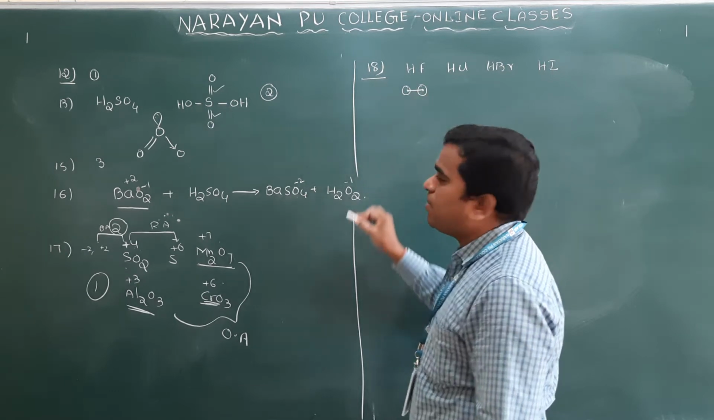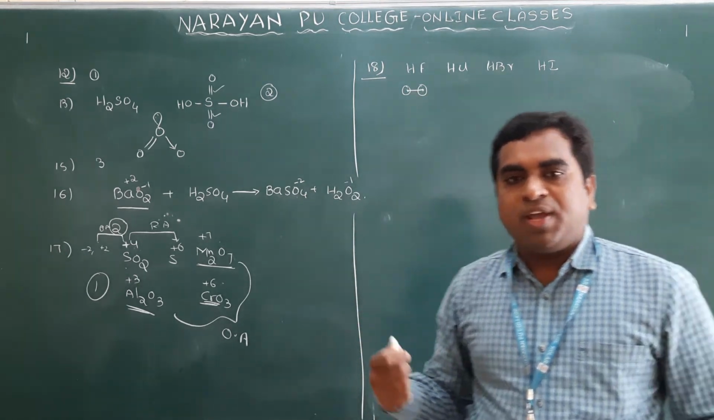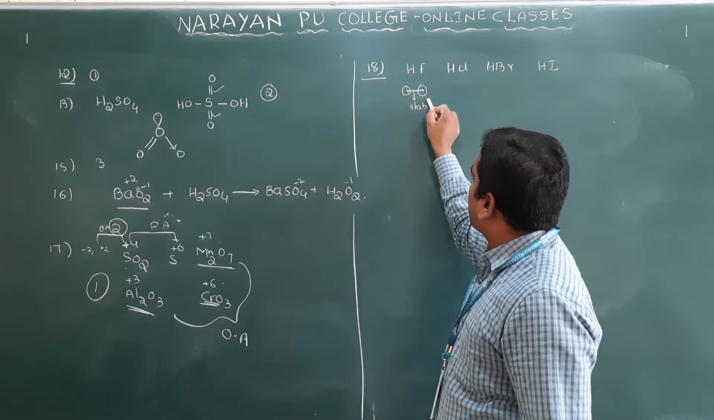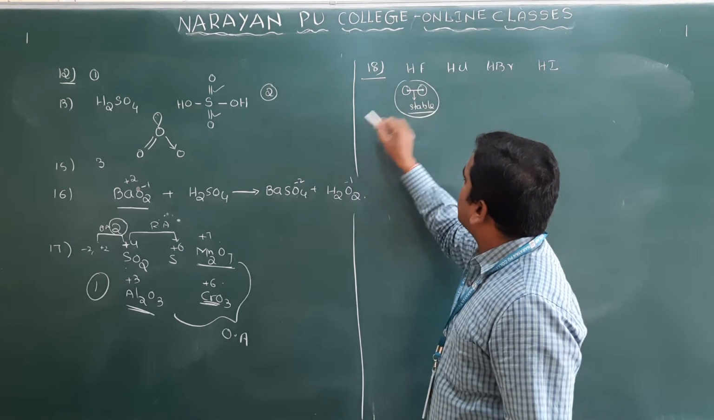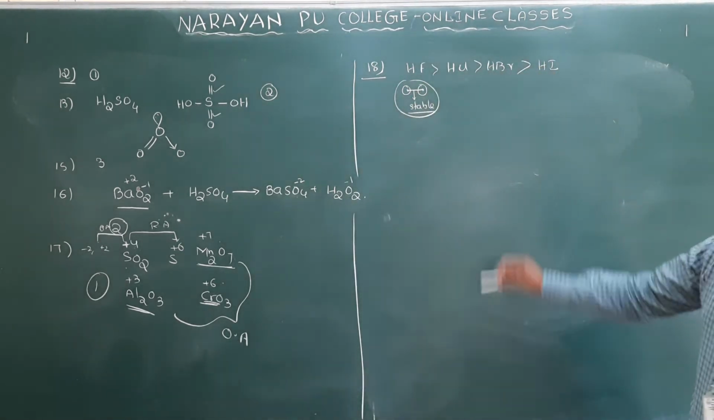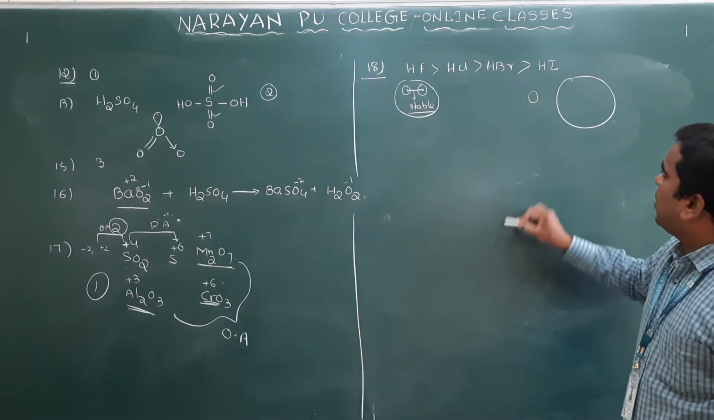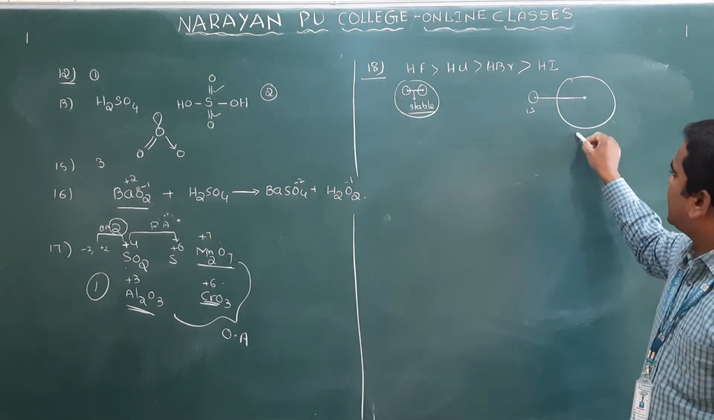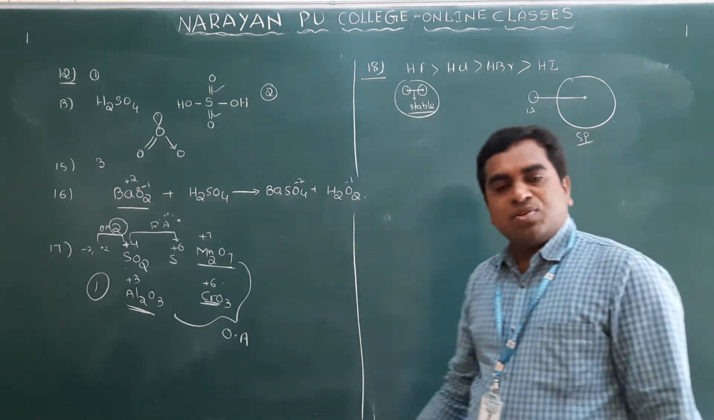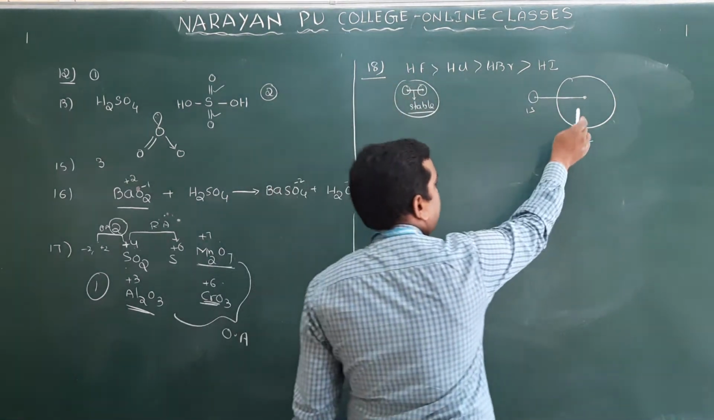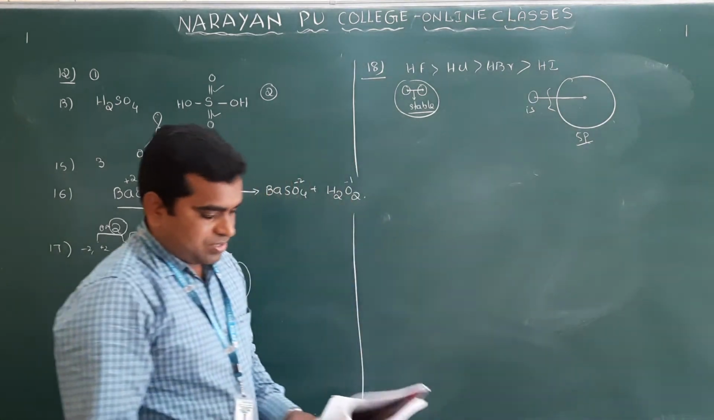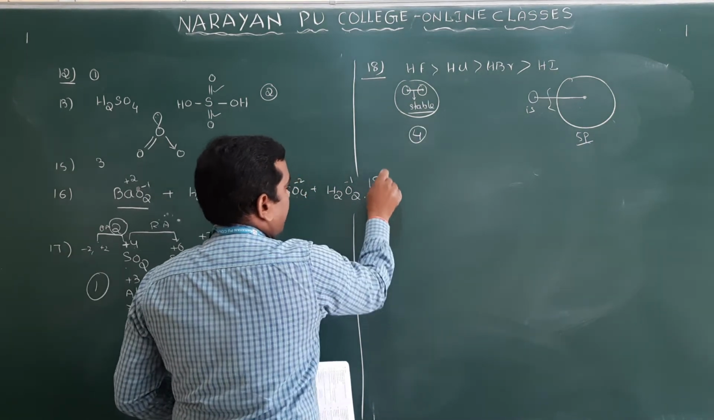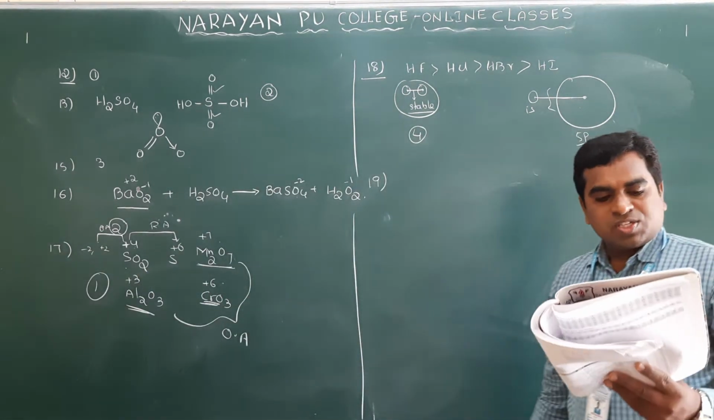Both are same size elements, so the overlapping of orbitals will be strong, and the bond will be very stable. If the bond is strong, it is most stable. But here, this is hydrogen and this is iodine, so the overlapping of the 1s orbital and iodine's 5p orbitals will not be efficient, so the bond will be very weak. That's why your option should be HF. HF has the strong, stable bond, means stable to heat.